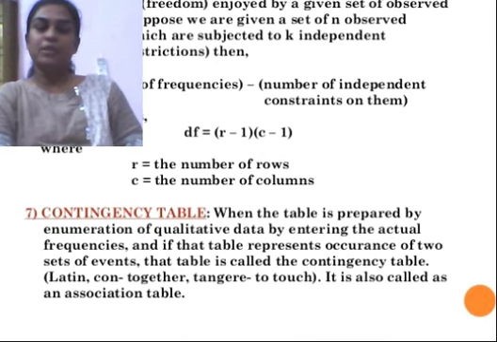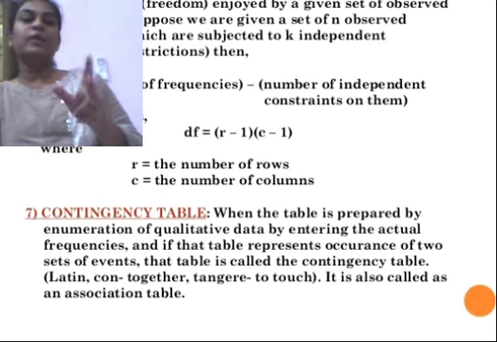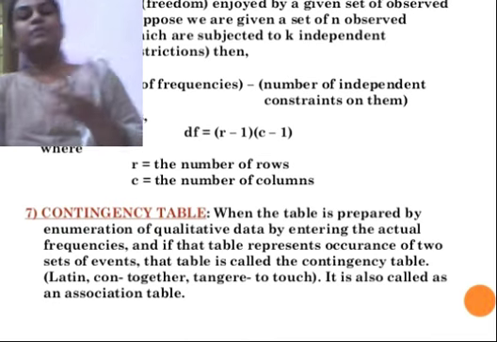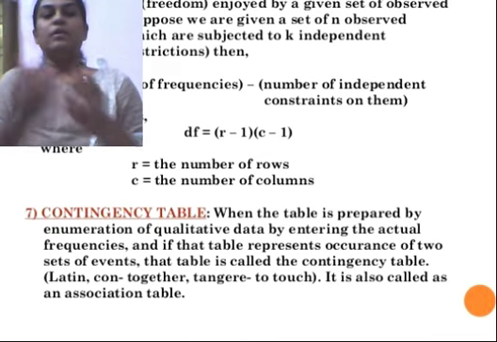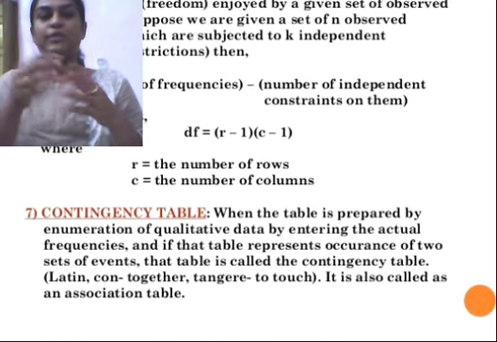Degree of freedom is also very important in the calculation part of chi-square test. df is equal to (r minus 1) into (c minus 1), where r equals the number of rows and c equals the number of columns. Here, it is the number of frequencies minus the number of independent constraints on them. These two points are used in the calculation process of degree of freedom.